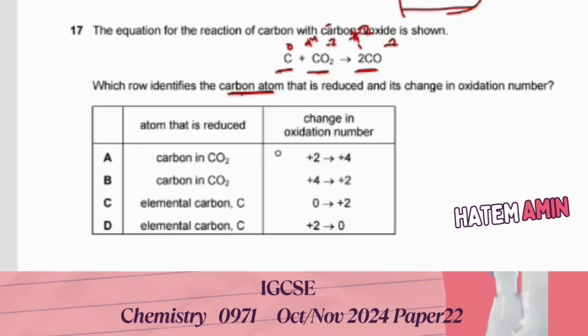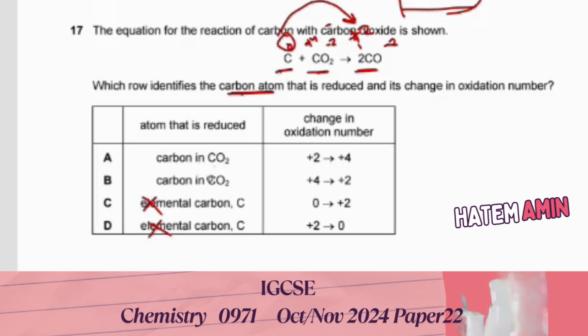Which one got reduced? Look at the oxidation number for the first one. The elemental carbon goes from 0 to +2. So did it get oxidized or reduced? It got oxidized, from 0 to +2; the oxidation number increased. It means this carbon got oxidized. So the elemental carbon is not correct, and we should exclude the last two. We should choose one from A or B.